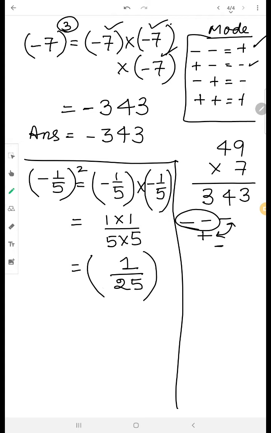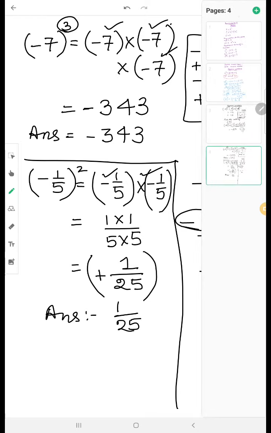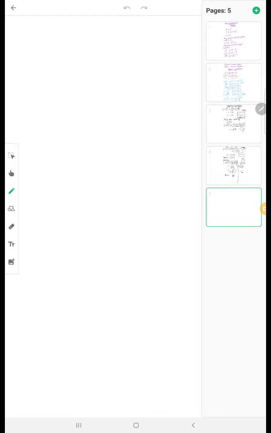But what I will put in ahead, as you can see, there are two negative signs. So two negative signs, very easy. Minus minus gives me plus. Will I put a plus sign in front of it? In the answer, you will not put. Why? Because positive numbers have a plus sign in front of it, but we don't write. We just write 1 by 25. Simple, clear?